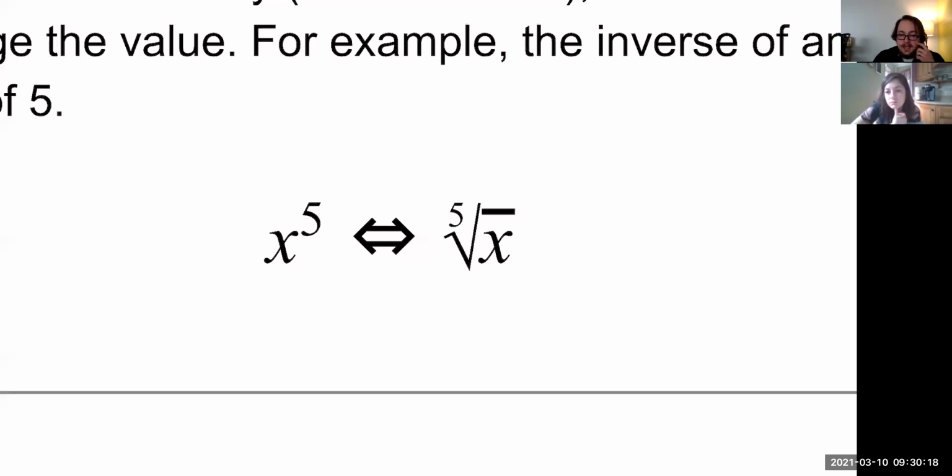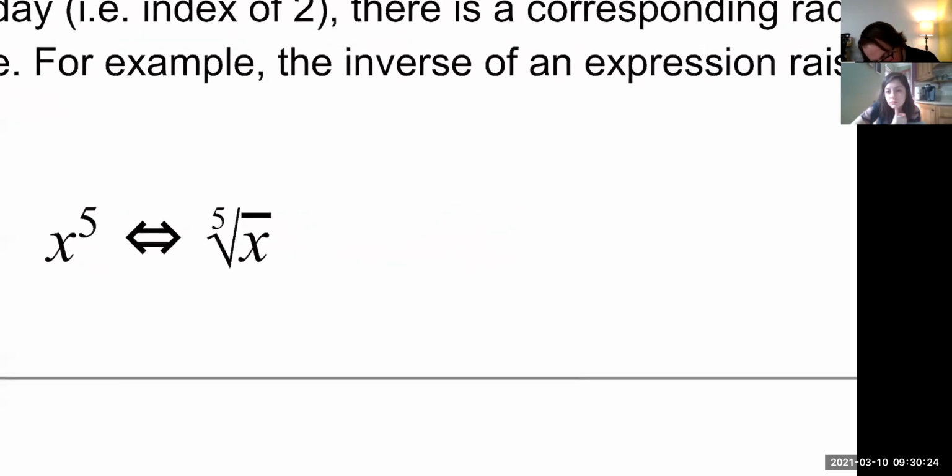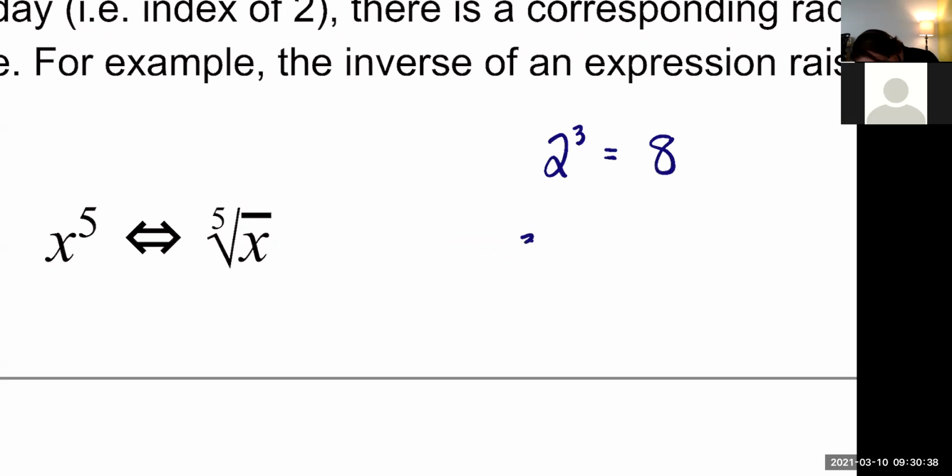But what this is saying, for example, let me use off to the side here, 2 to the power of 3. If you think about it, 2 times 2 is 4, times 2 is 8. 2 to the power of 3 is 8. If you took the 3rd root of 8, you would get 2 again.